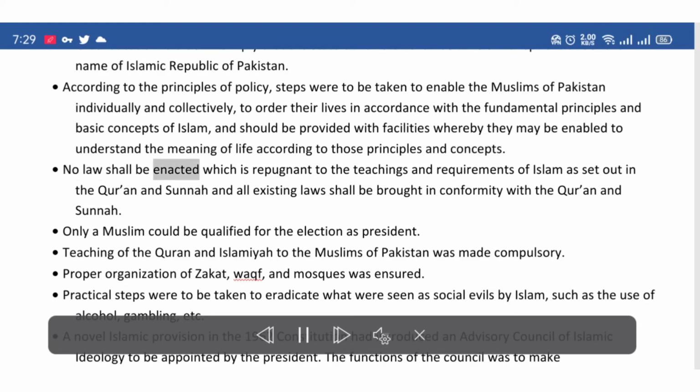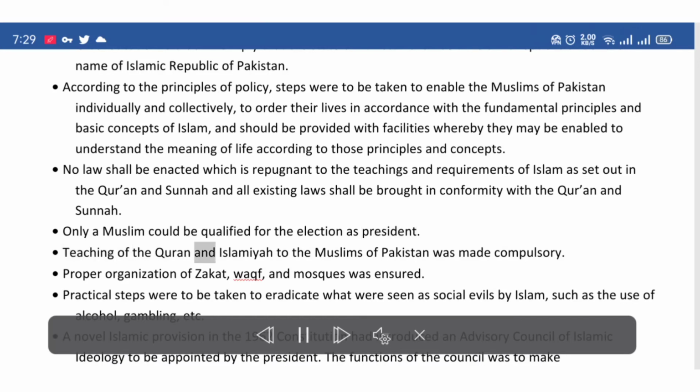No law shall be enacted which is repugnant to the teachings and requirements of Islam as set out in the Quran and Sunnah, and all existing laws shall be brought in conformity with the Quran and Sunnah. Only a Muslim could be qualified for the election as president.